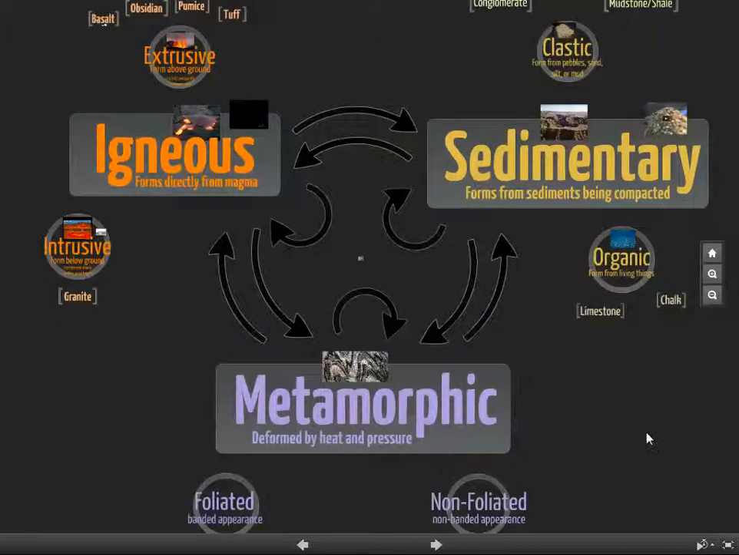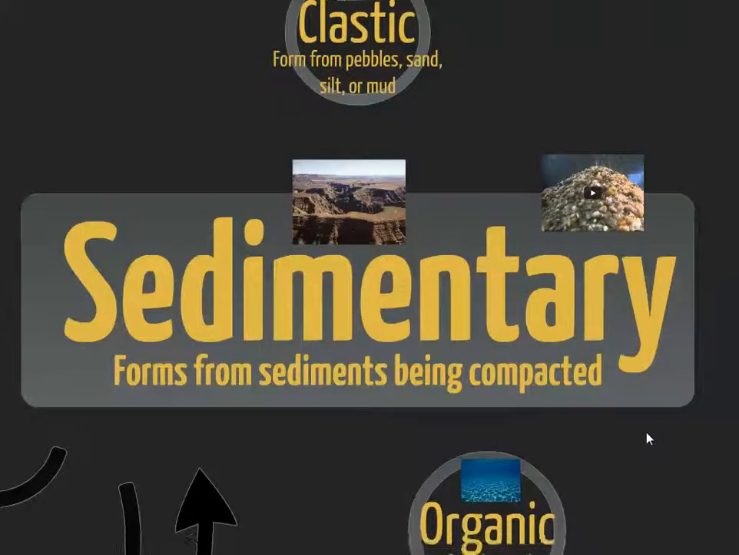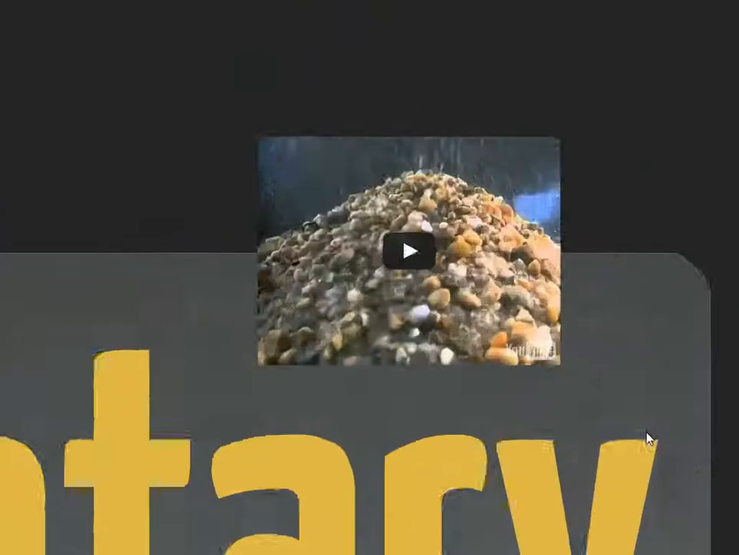These are all rocks that form from sediments that are compacted. Sediments are essentially bits of stuff, whether it's rock or a living thing, and compacted means squished. And so let's take a look at a short little video here that introduces us to some of those concepts.